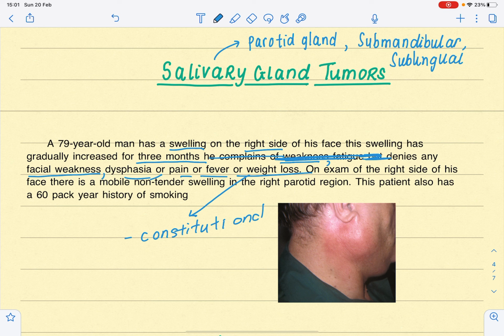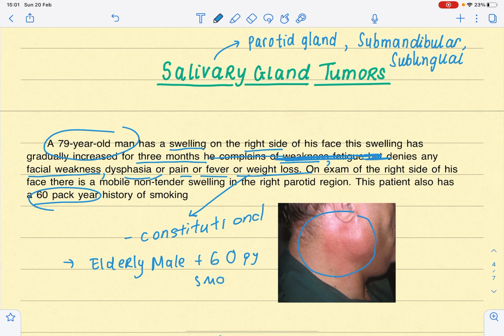On exam of the right side of his face, there is a mobile, which is movable, non-tender swelling in the right parotid region. The patient also has a 60-pack-year history of smoking. So this is a greater age of a man, so someone who's slightly more elderly male, plus 60-pack-year smoker history. So if you know, you know, and if you don't, get to know.